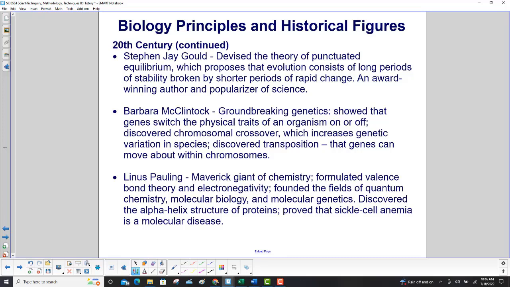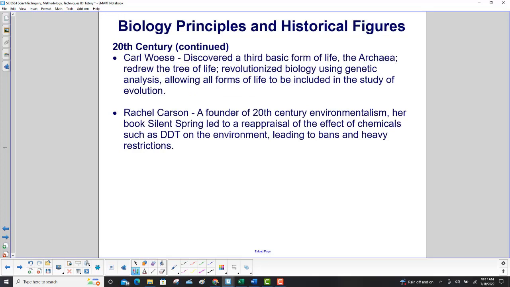Linus Pauling, maverick giant of chemistry, formulated valence bond theory and electronegativity, founded the fields of quantum chemistry, molecular biology, and molecular genetics, discovered the alpha helix structure of proteins, and proved that sickle cell anemia is a molecular disease. Carl Woese discovered a third basic form of life, the archaea, redrew the tree of life, revolutionized biology using genetic analysis, allowing all forms of life to be included in the study of evolution.